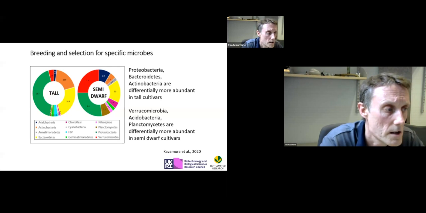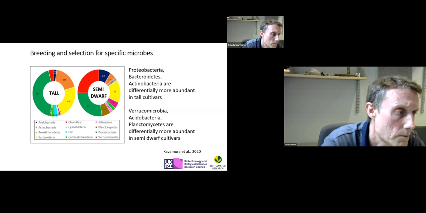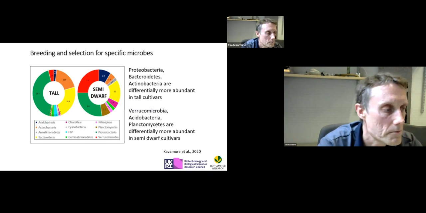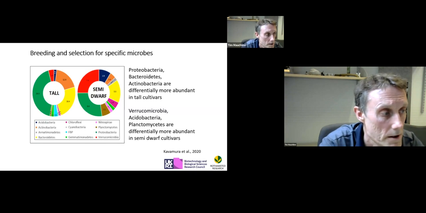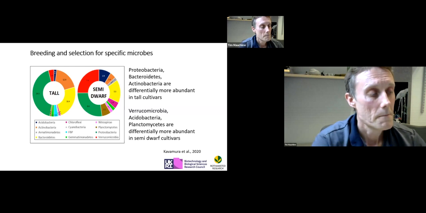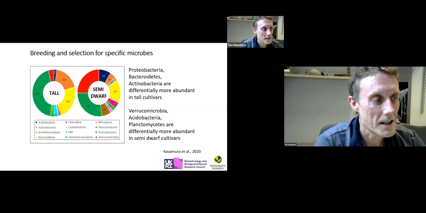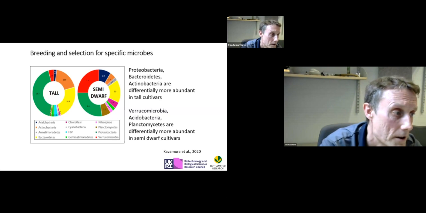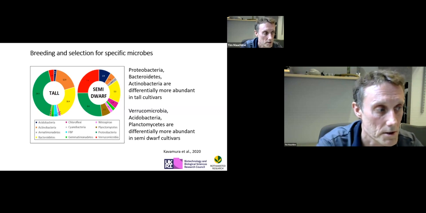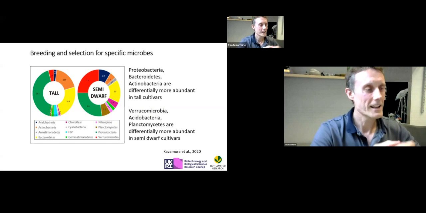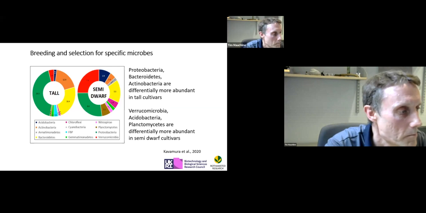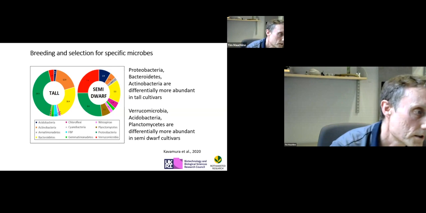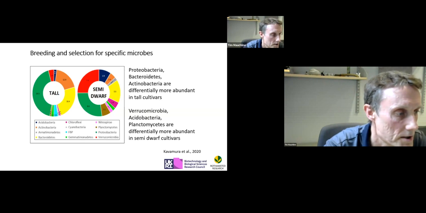in semi-dwarf cultivars. You may remember from some of the previous slides that in the previous experiment, we mentioned that the verrucomicrobia, acidobacteria, and the planctomycetes are generally more abundant in bulk soil, whereas the proteobacteria, Bacteroidetes, and actinobacteria are actually more abundant in the rhizosphere. So it seems like the semi-dwarf microbiomes are more akin to the bulk soil, whereas the tall cultivars are more akin to rhizosphere soil.